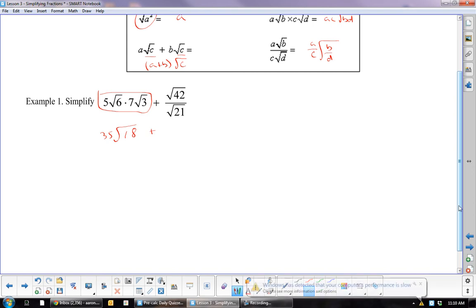And then now I can work with the 18, and the 18 is 9 times 2. I always try to put a perfect square times whatever's left, because then the 9 comes out to become a 3. And 3 times 35 is 105 root 2 plus root 2. And remember, there's a 1 there. That's 1 root 2. So this would give me the answer of 106 root 2.